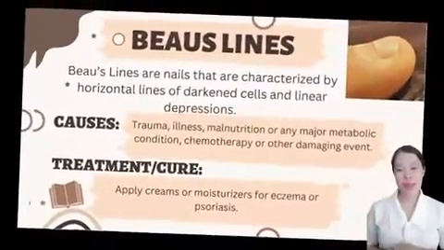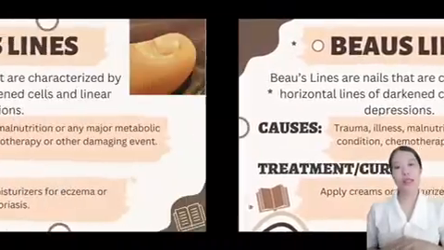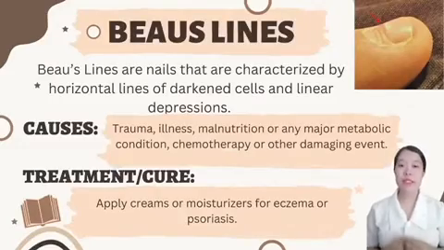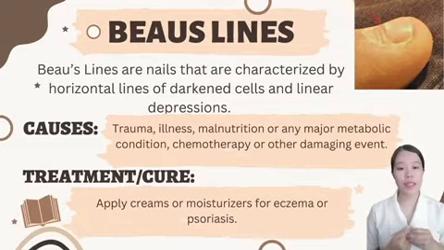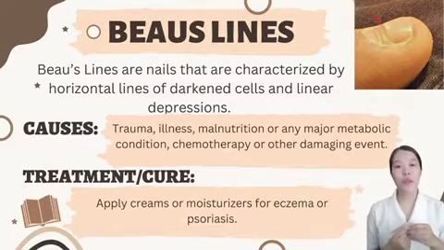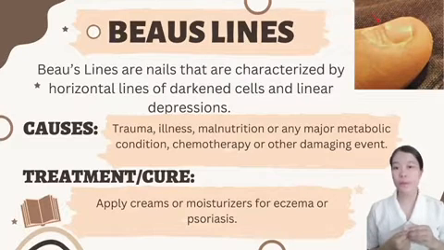Good day everyone, I'm Christine M. Franca. So let's proceed to the next. This is called Beau's lines. So Beau's lines are nails that are characterized by horizontal lines of darkened cells and linear depressions.